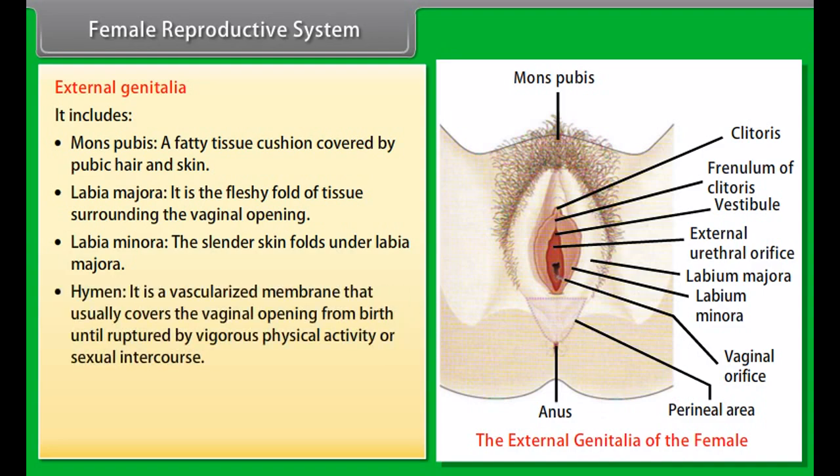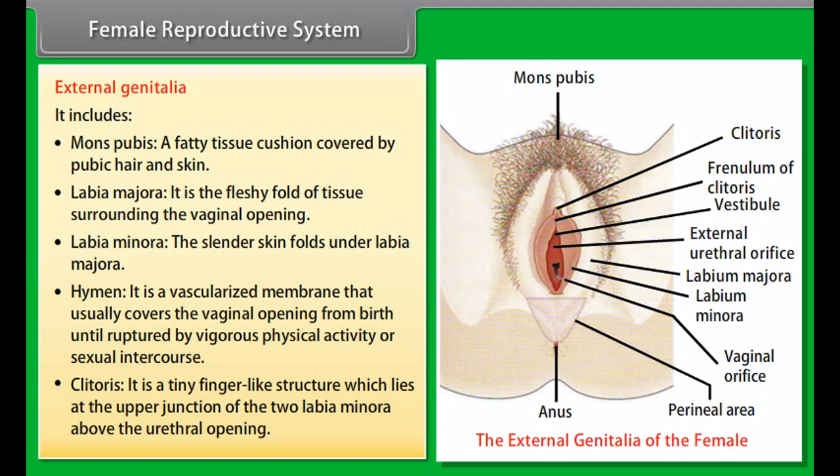Hymen. It is a vascularized membrane that usually covers the vaginal opening from birth until ruptured by vigorous physical activity or sexual intercourse. Clitoris. It is a tiny finger-like structure which lies at the upper junction of the 2 labia minora above the urethral opening.